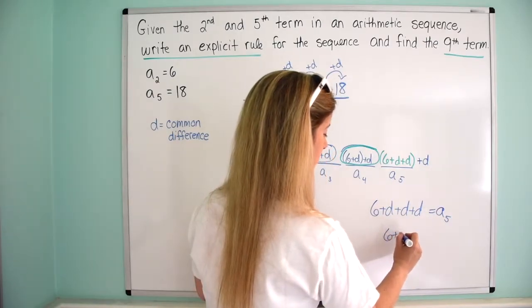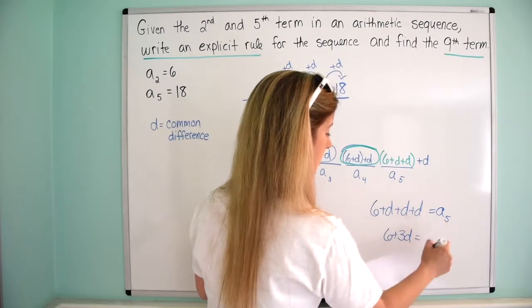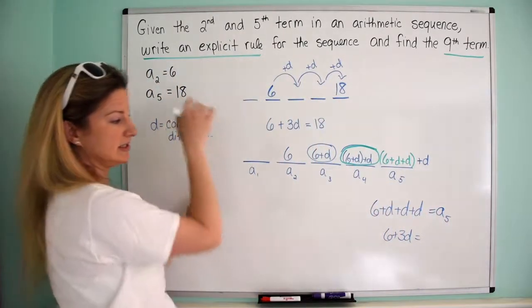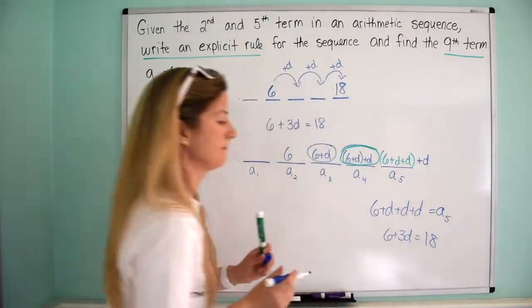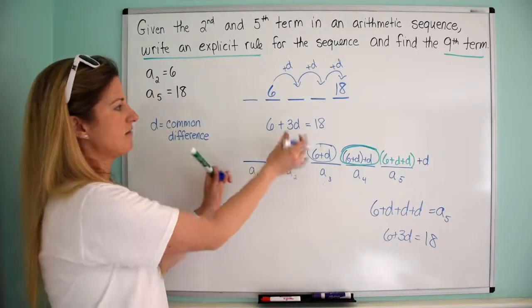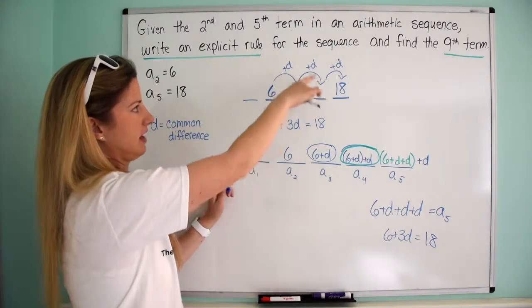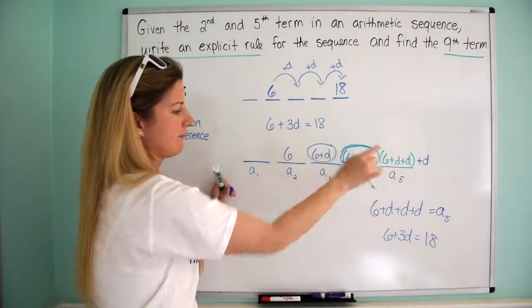Okay, so that's 6 plus 3D, and it equals the fifth term, which we were told was 18, so we can just plug it in. Okay? So that's maybe a better visual in case you didn't follow that if I skipped too many steps. So here we go, writing out every step.